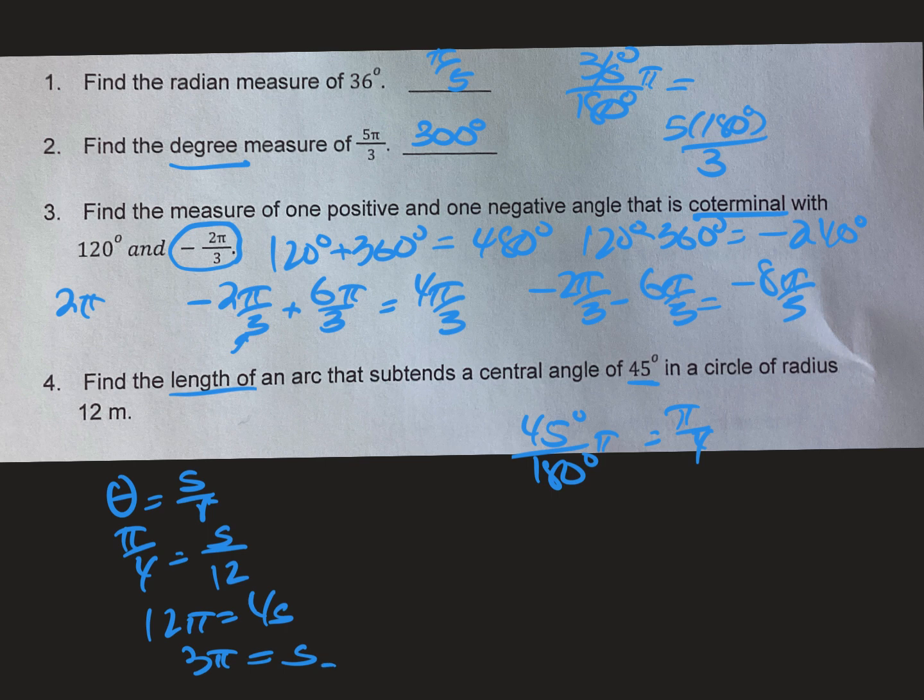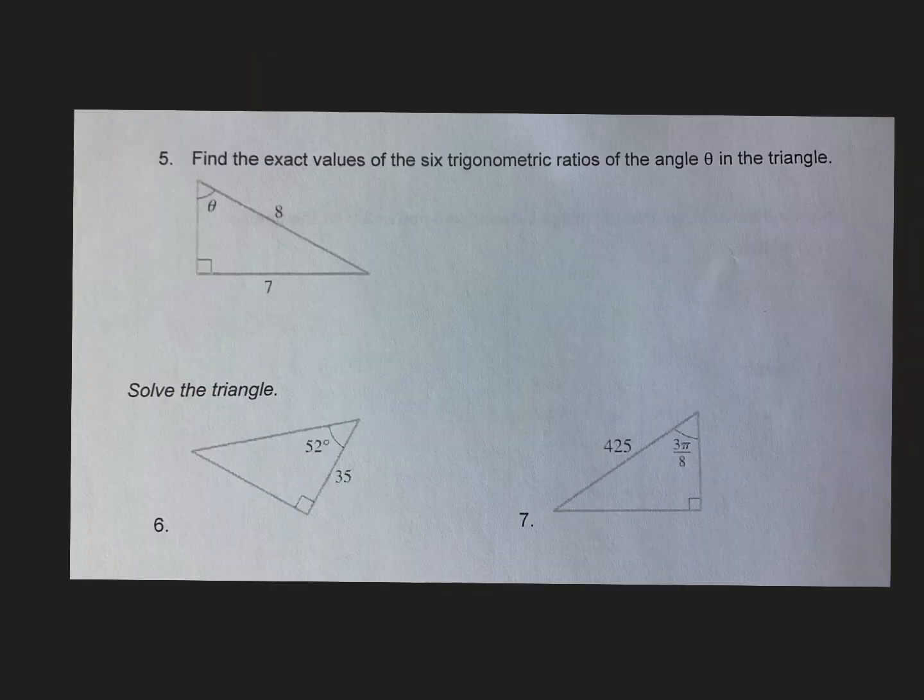You can take your calculator and punch in 3 times pi if you want to. Matter of fact, that'd probably be better since it says length of the arc. I don't have my calculator here with me, so I'm just going to put 3 pi, but probably get a decimal there. Number 5, find the exact values of the 6 trig ratios.